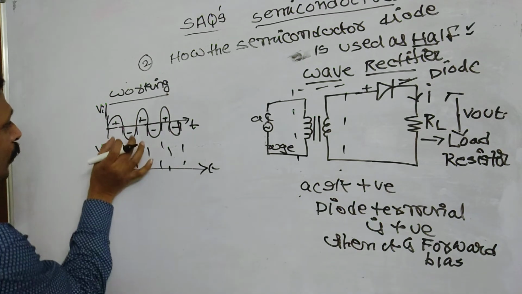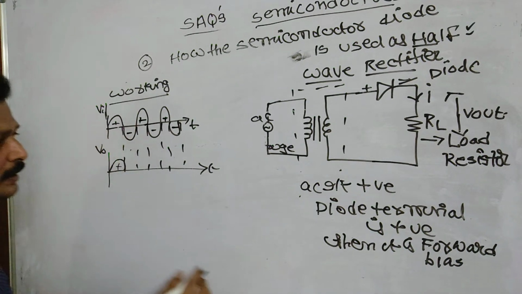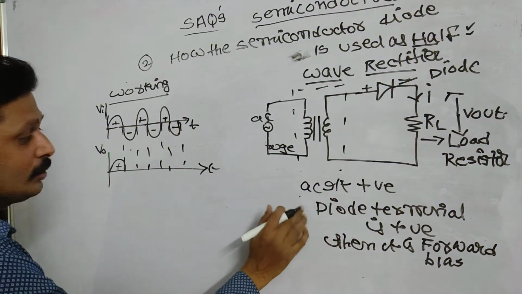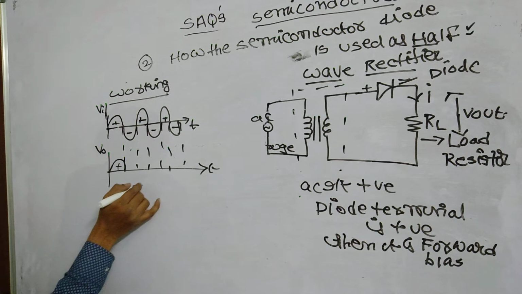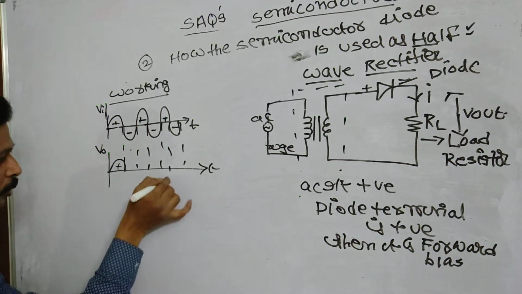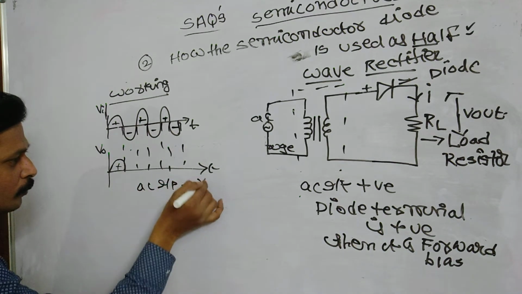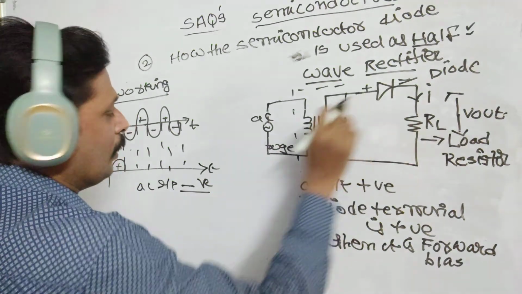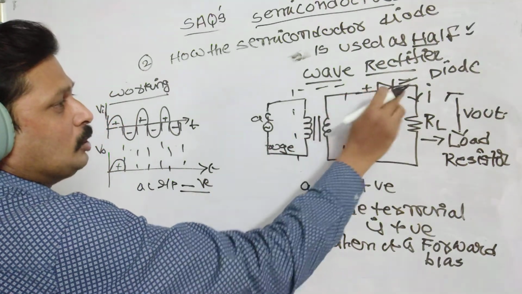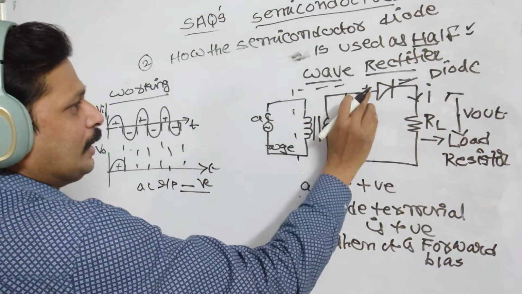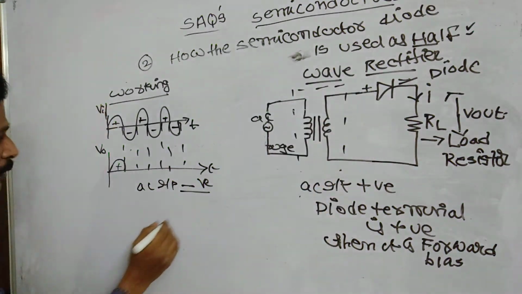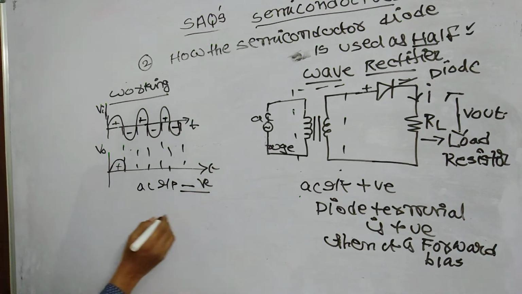Go to the second case now. I am writing here. The second case is what? The AC input is negative. This part is negative, and it reaches here. Now the diode terminal is still positive and the input is negative. The negative is connected to positive. I told you earlier, negative to positive means reverse bias.